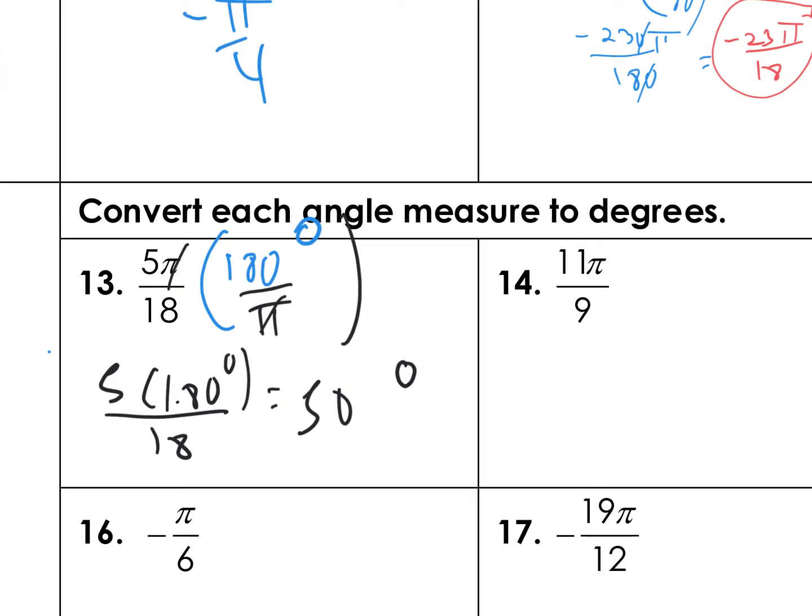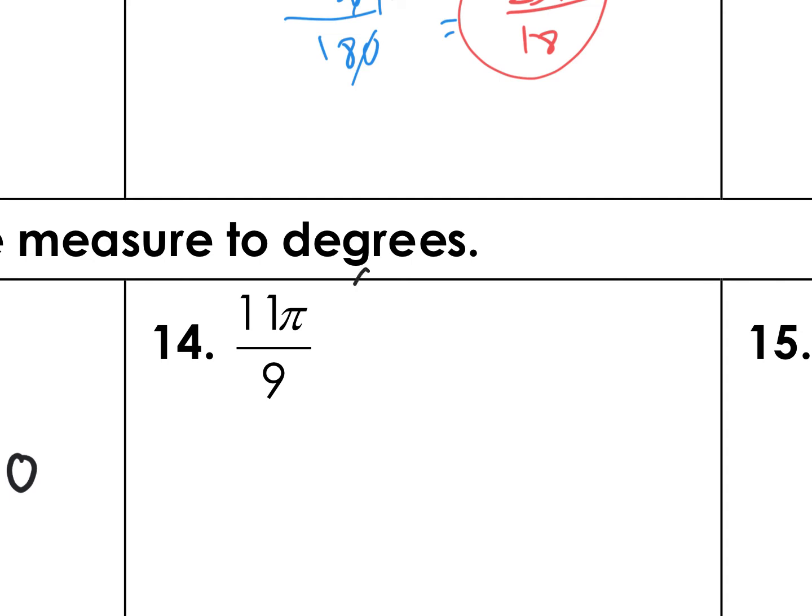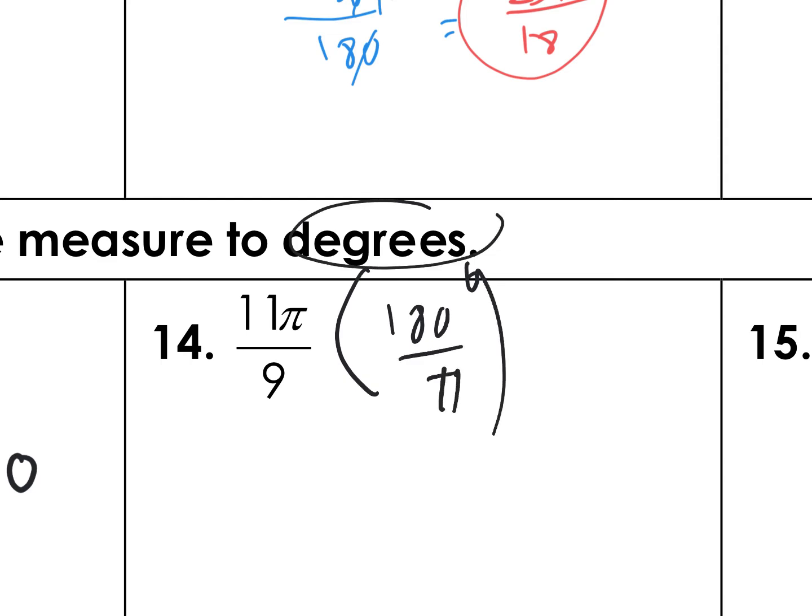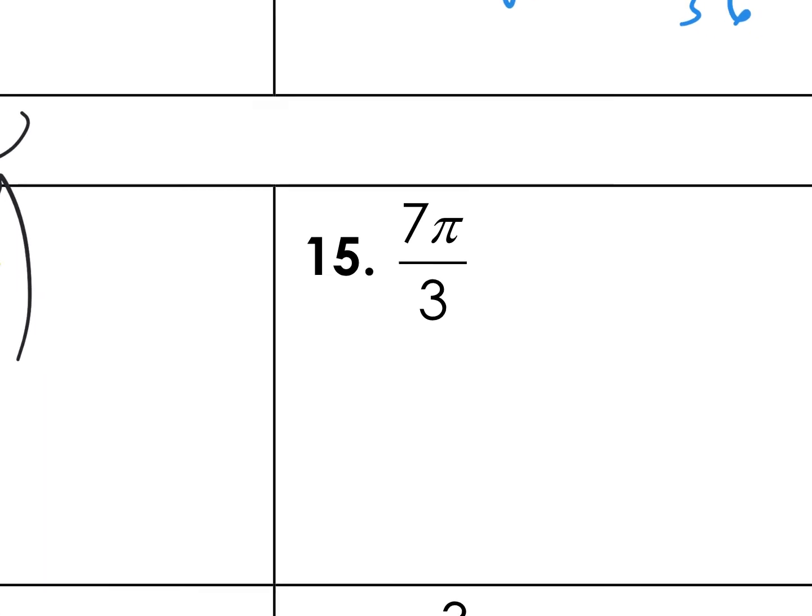Now, how about 11 pi over 9? Again, multiply it by 180 degrees on top to make sure that's a degree answer over pi. And again, we're so lucky that the pi cancels. And if I want to do some of it in my head, 9 goes into 180 20 times. So it's going to be 220 degrees. Okay, let's do another one.